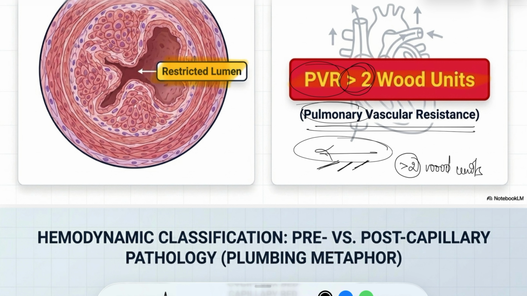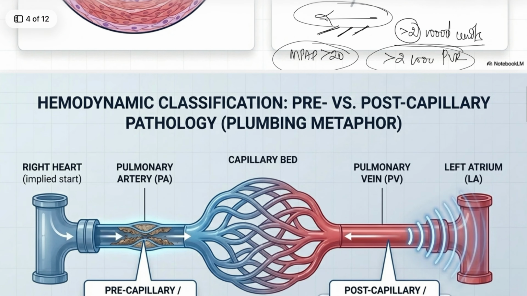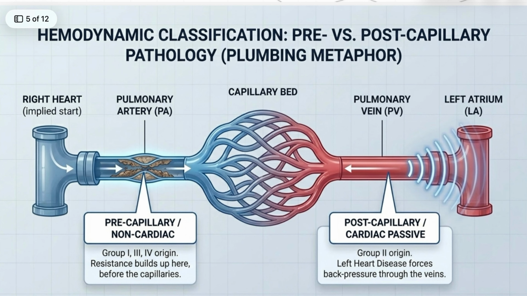So one magic number was more than 20 MPAP. Then another magic number is more than 2 Wood units, which is PVR. I hope it's clear till this. Then if there is any doubt with group 1 and group 2, you have to go back and just clear it off, because further video will be confusing if you don't understand what group 1, 2, 3, 4, 5 stands for. So let's clear off the further video.